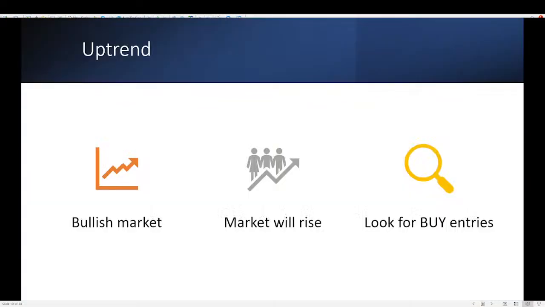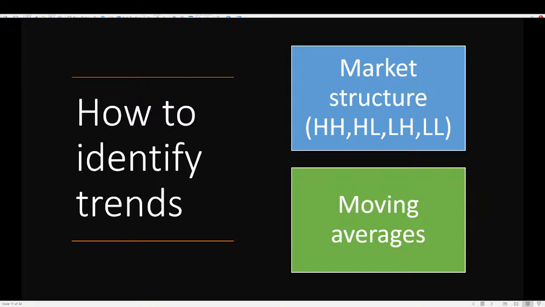Now, how do you identify trends, guys? You can look at market structure, like I mentioned. If the market keeps making higher highs and higher lows, or lower highs and lower lows, then that indicates to you that the market is in an uptrend or a downtrend. Or you can use moving averages. There are several other methods that you can apply to test where the market is actually going, but generally speaking, these are the things you can look for.